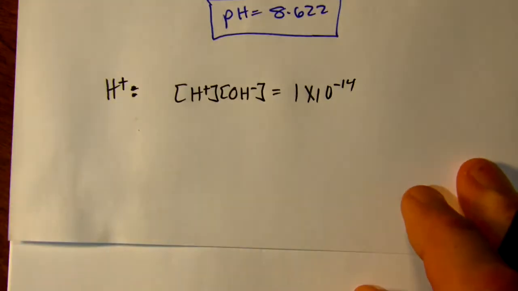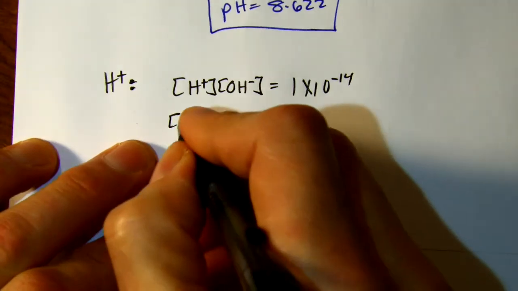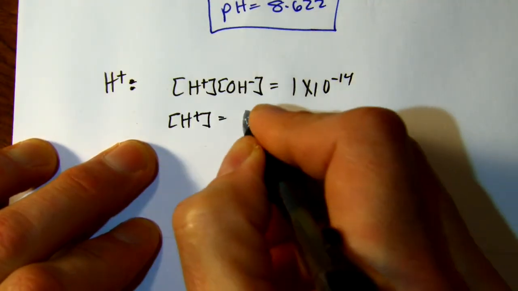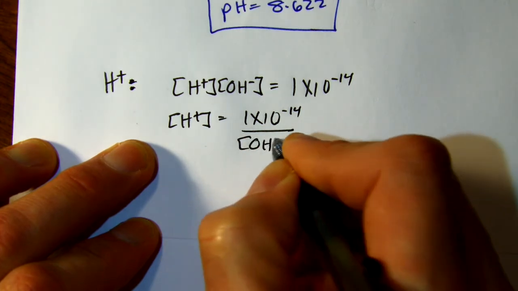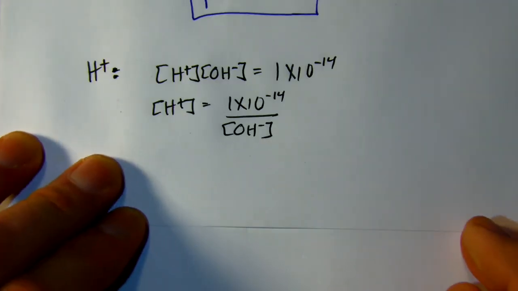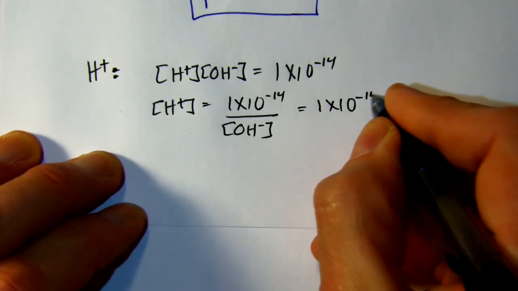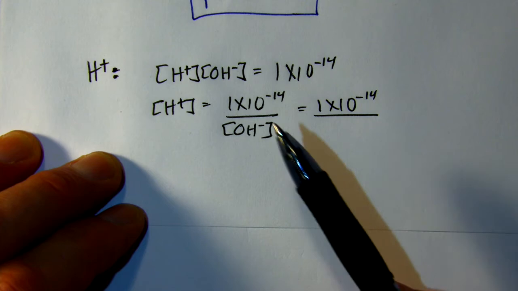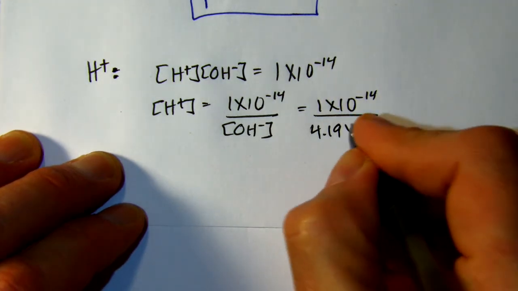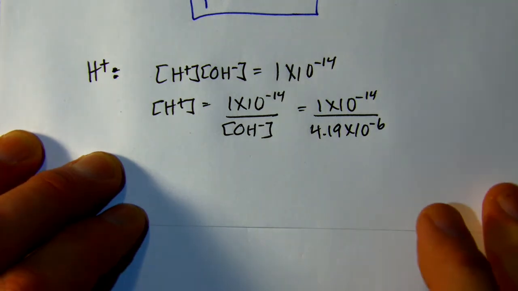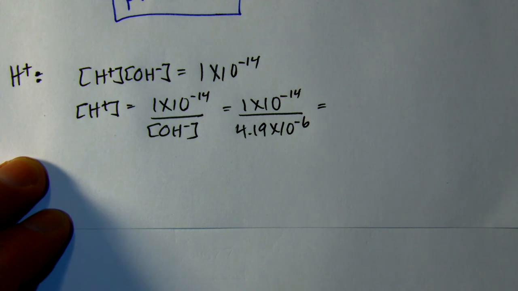Okay? All right? I want H plus alone, so H plus is equal to 1 times 10 to the negative 14 divided by the OH minus. That's all. So, and our OH minus was 4.19 times 10 to the negative 6. Okay? Now, that's going to get a little cluttered. Okay? But let's do it.